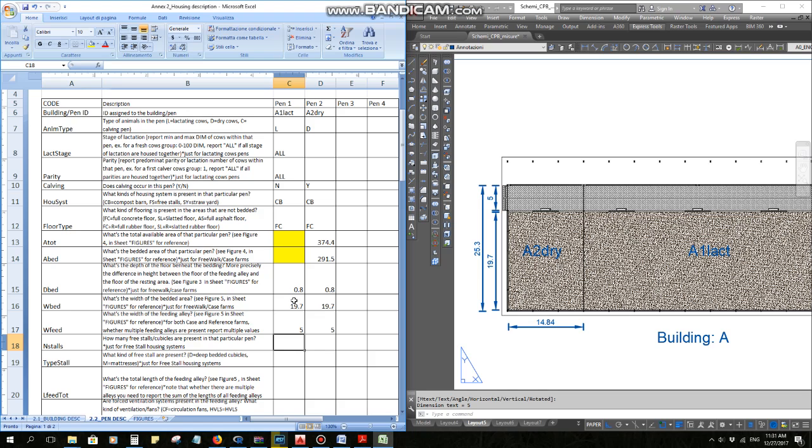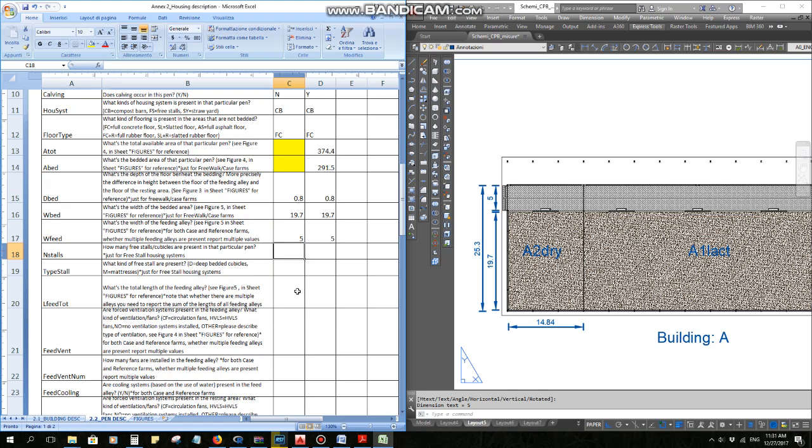What's the number of stalls? Well, obviously there are no stalls in here, so that's not relevant for this kind of housing system. The type of stall is not relevant.